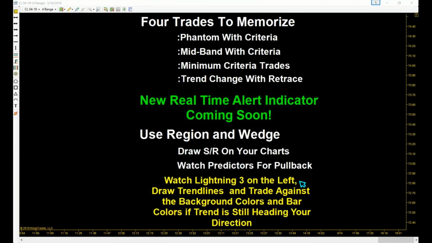So watch Lightning 3 on the left, draw your trend lines, and trade against the background colors and bar colors if trend is still heading your particular direction. You know, when that actually broke that trend line, it was actually starting to head down. But your confirmation was when it took out support. Okay? And that turned out to be a very, very good trade.